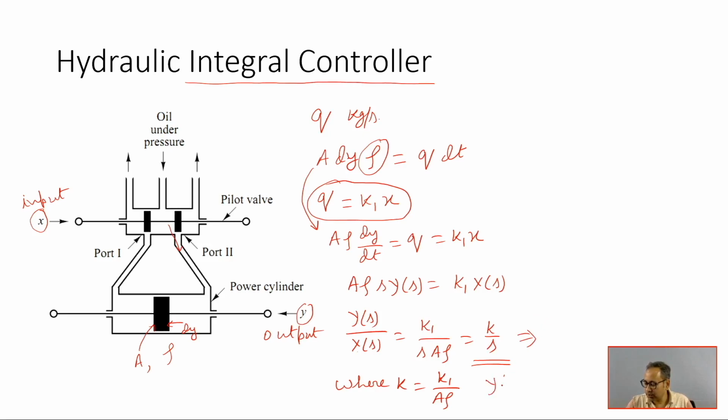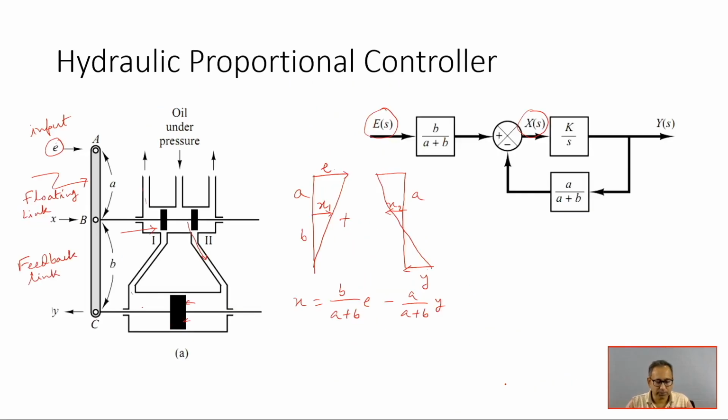So Ys equals K by s into Xs. So Xs multiplied by K by s is Ys. So that has been done here. Ys equals K by s into Xs. So Ys is obtained here. After that, this structure is obtained from this concept.